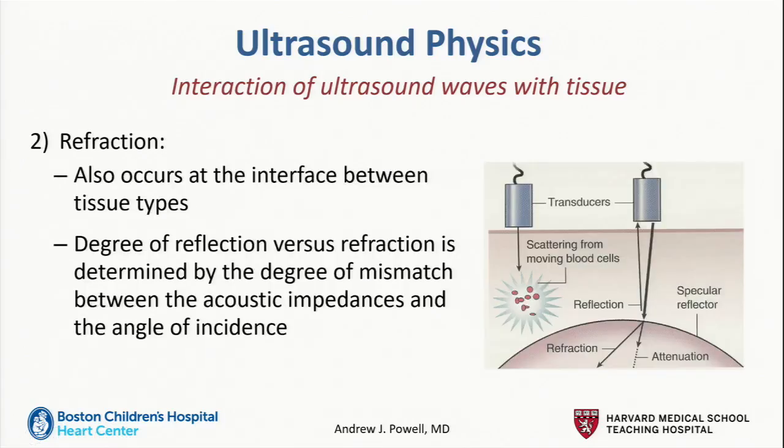All right, the second thing that can happen when sound waves interact with tissues is called refraction. This also occurs at the interface between two tissue types, again, tissue 1 and tissue 2 here. What this means is that the sound waves are essentially bent or diverted, but they're still heading away from the transducer. And how much gets reflected back versus bent or refracted here depends on the different tissue properties of tissue 1 and tissue 2, specifically something called the acoustic impedance and the angle at which it strikes the interface.